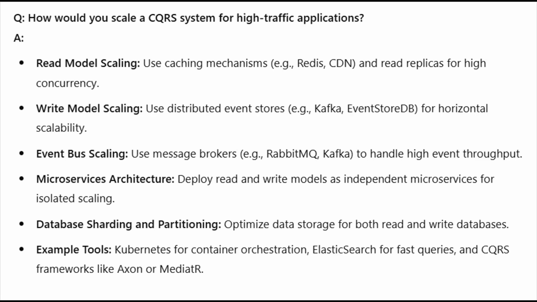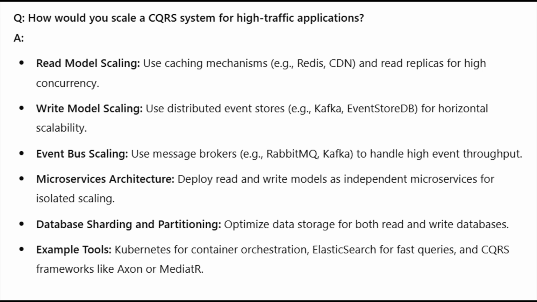How would you scale a CQRS system for high-traffic applications? Read model scaling: use caching mechanisms, e.g., Redis, CDN, and read replicas for high concurrency. Write model scaling: use distributed event stores, e.g., Kafka, EventStoreDB, for horizontal scalability. Event bus scaling: use message brokers, e.g., RabbitMQ, Kafka, to handle high event throughput.